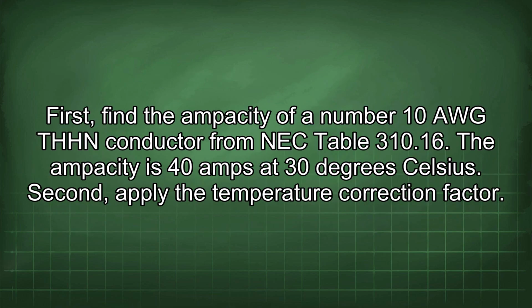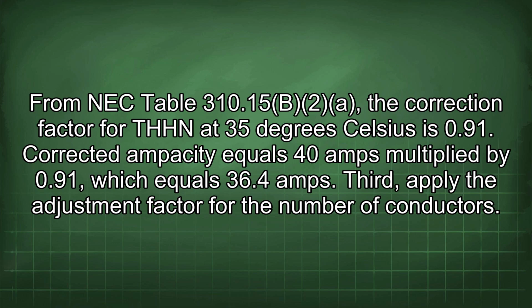First, find the ampacity of a number 10 AWG THHN conductor from NEC table 310.16. The ampacity is 40 amps at 30 degrees Celsius. Second, apply the temperature correction factor. From NEC table 310.15(B)(2), the correction factor for THHN at 35 degrees Celsius is 0.91. Corrected ampacity equals 40 amps multiplied by 0.91, which equals 36.4 amps.